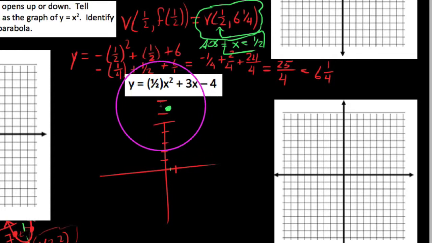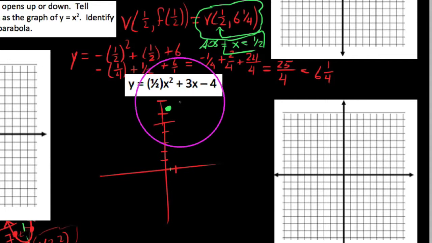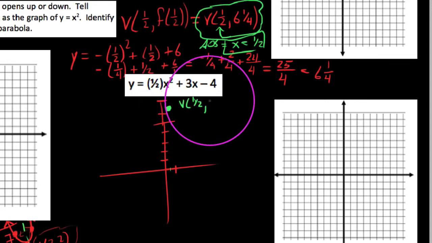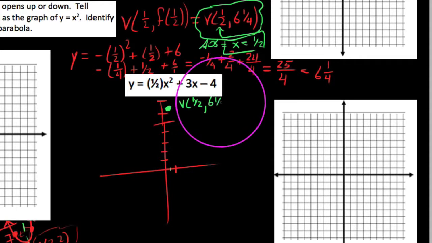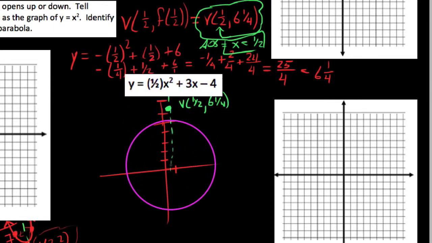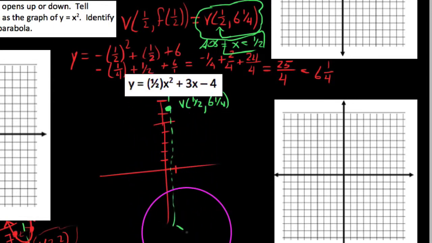So yeah, there. So this is our vertex. We always want to label this. We say 1/2, 6 1/4. And so the axis of symmetry also runs through our vertex, and we can label this x equals 1/2.